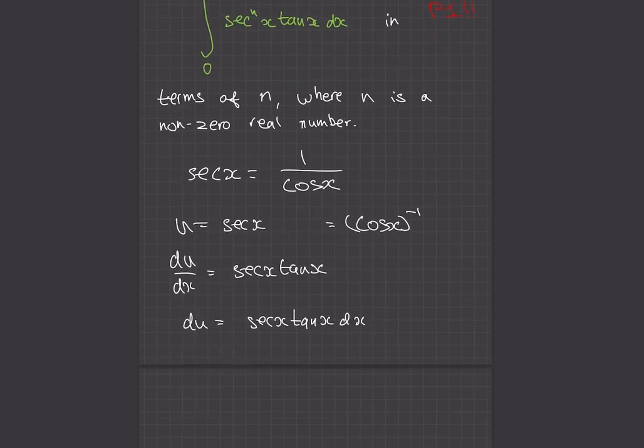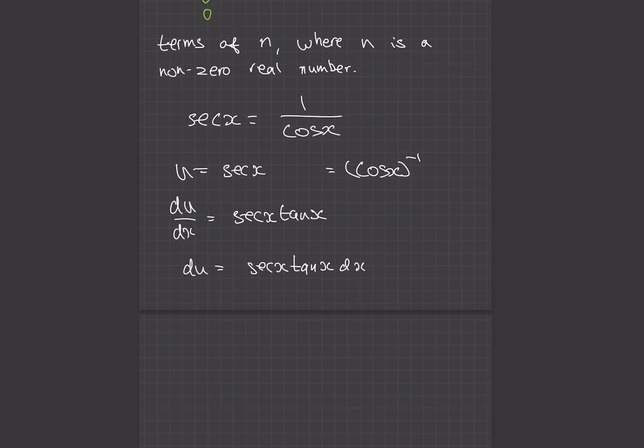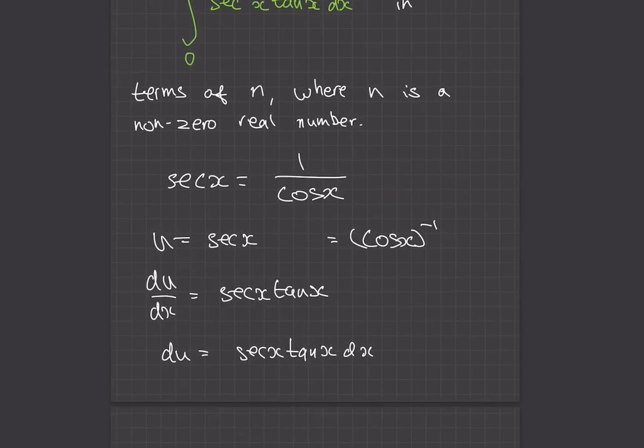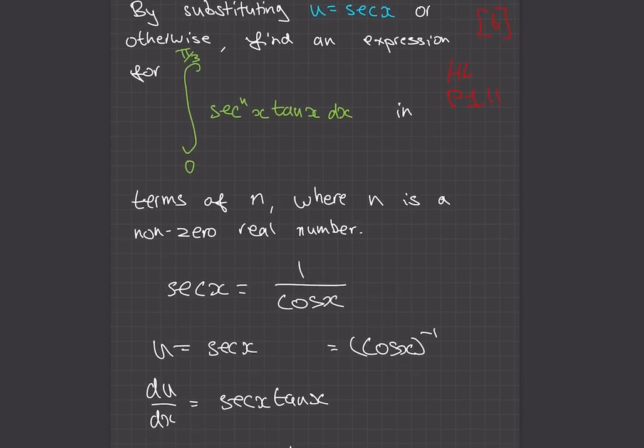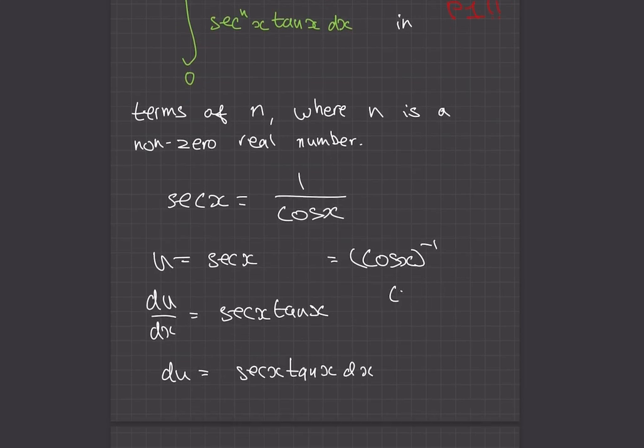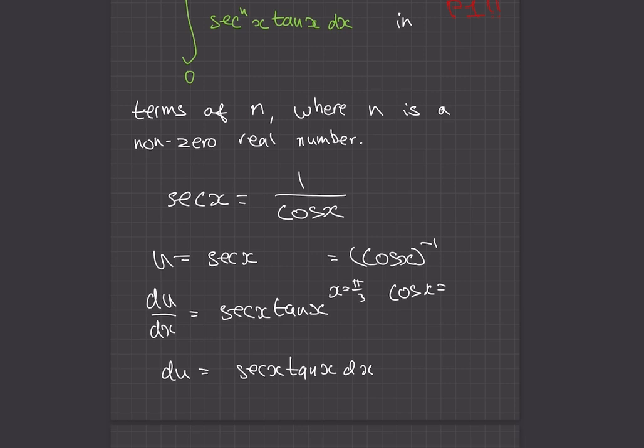So that means in the integral, what we can rewrite it as now is, and one last thing actually, change of limits. So when x equals pi on 3, cos x is going to be 1/2, so that means sec x is going to be 2, so that means u is going to be 2. And when x is equal to 0, cos x is 1, so sec x equals 1, which is equal to u.